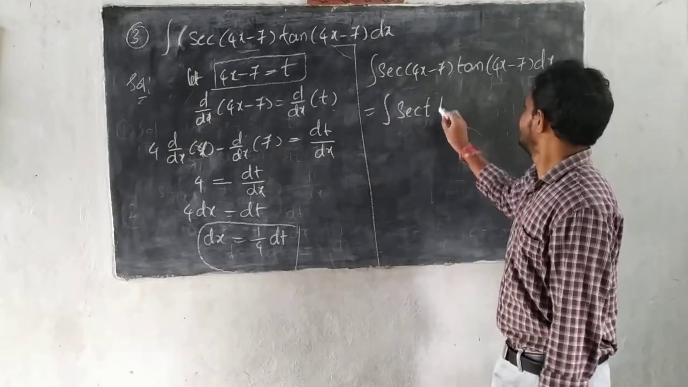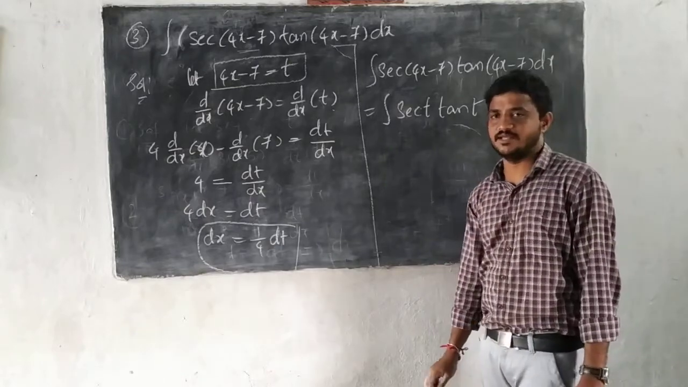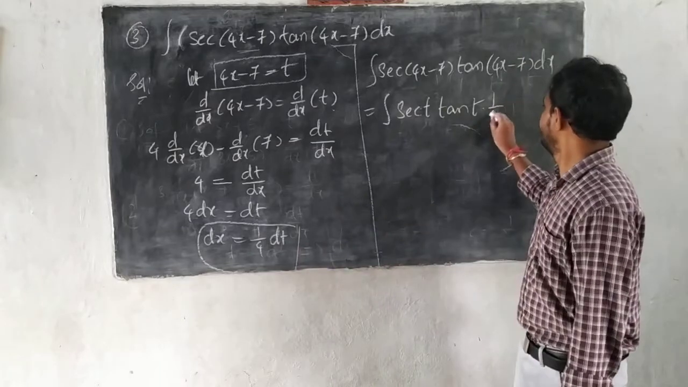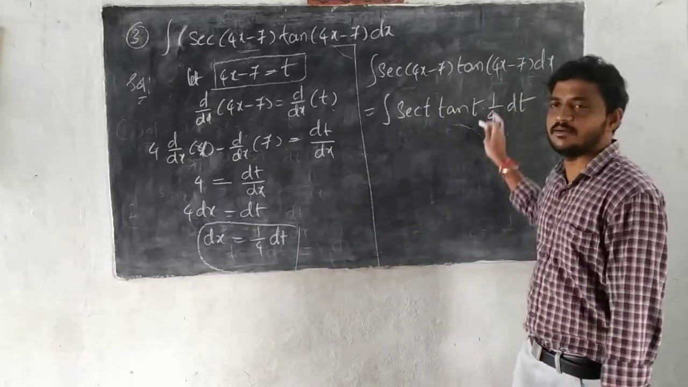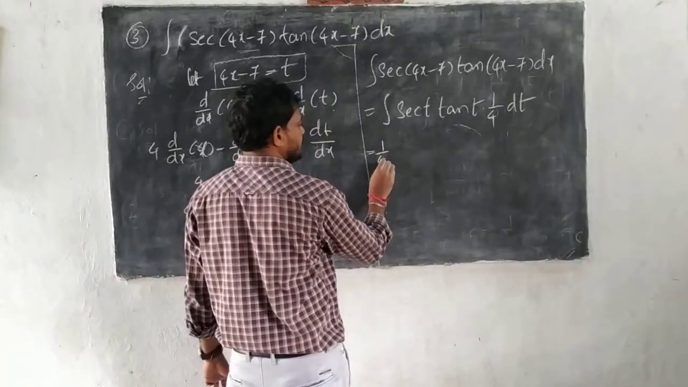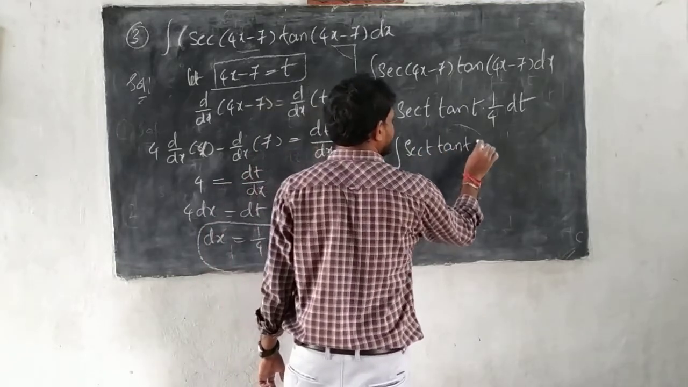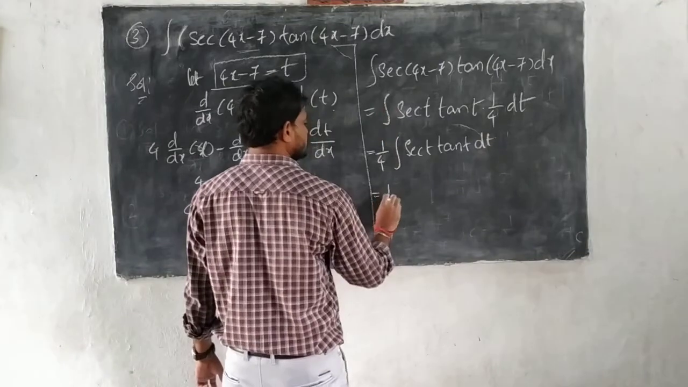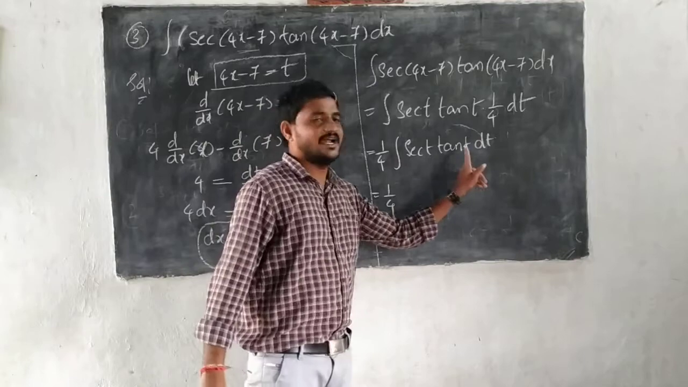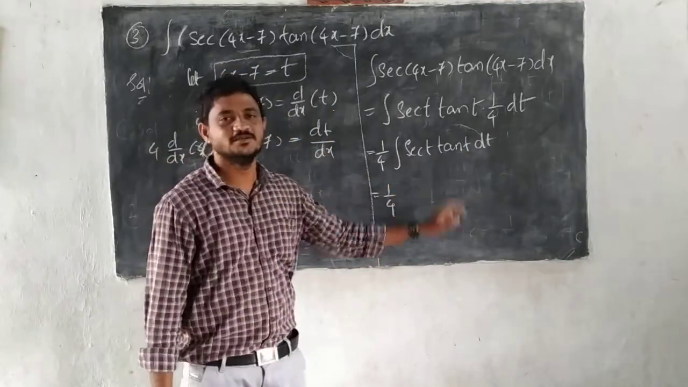Then tan of 4x minus 7 becomes tan t. So secant t into tan t into dx. What is dx? 1 by 4 into dt. Here 1 by 4 is a constant, so write 1 by 4 outside. So 1 by 4 integration of secant t into tan t dt. It is in a standard form. So the function is converted into standard form.